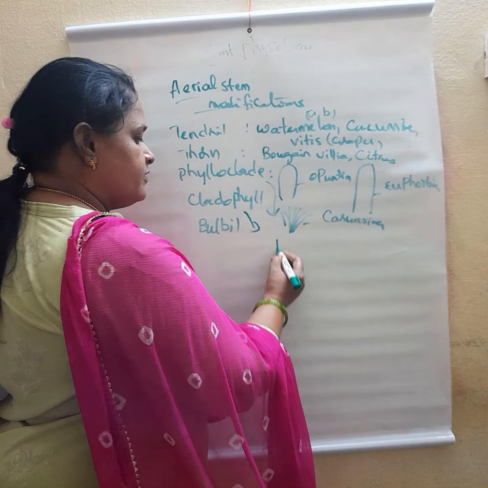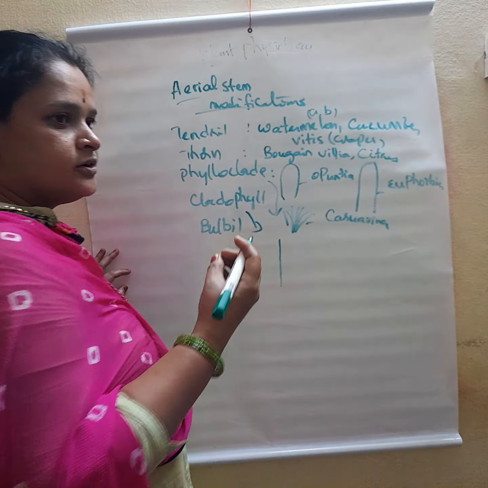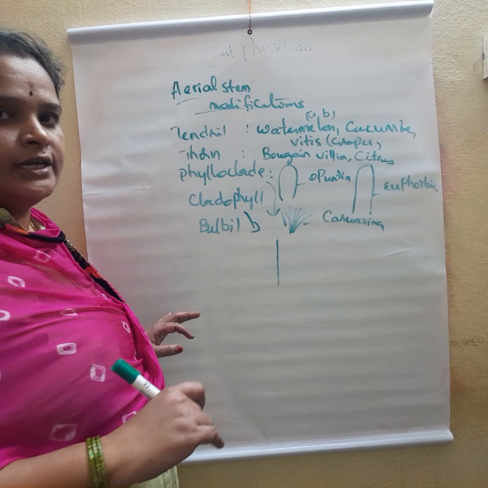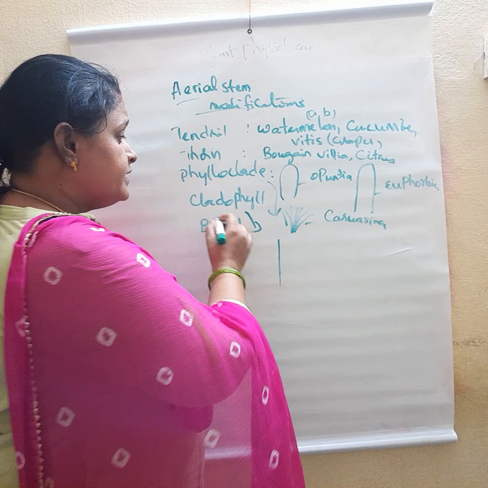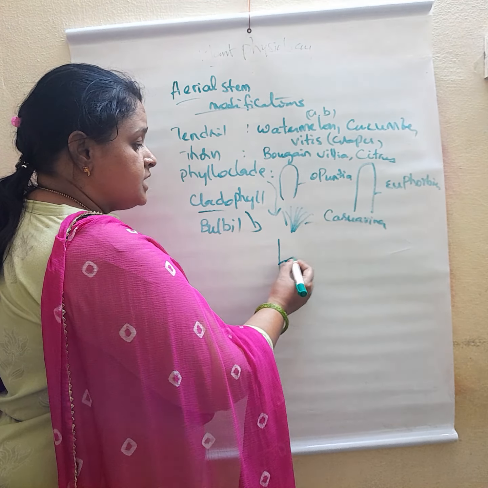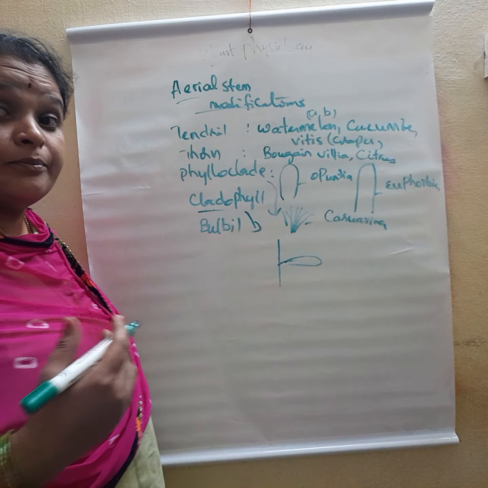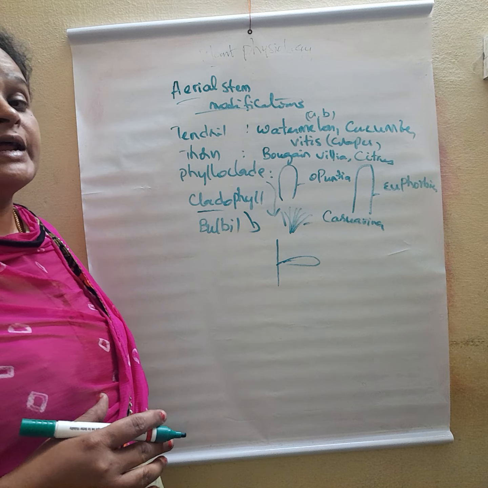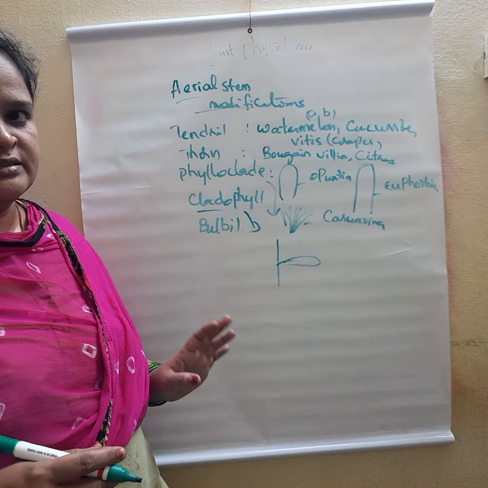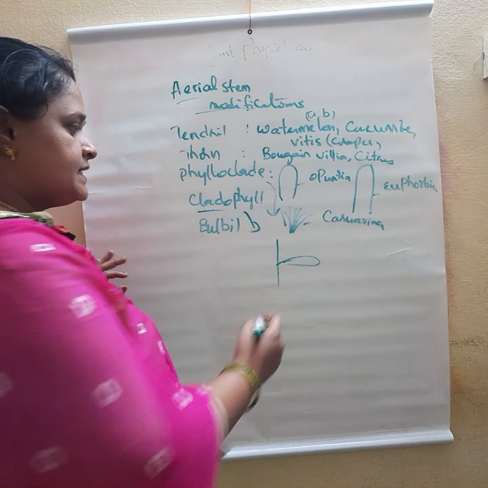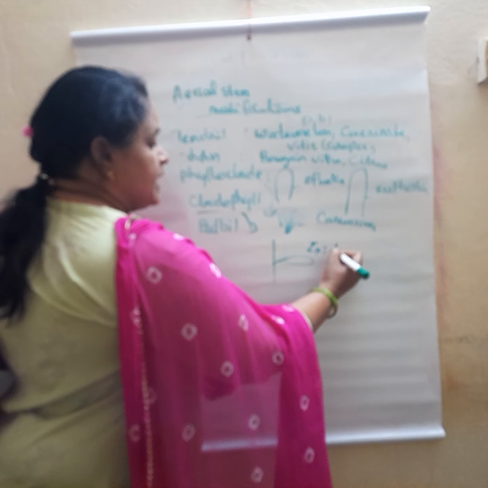Actually, a cladode is also a photosynthetic stem only. But here the branches become flattened. Okay, they are called cladophylls. Example is asparagus.